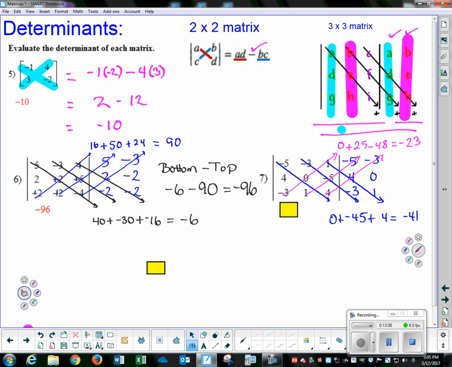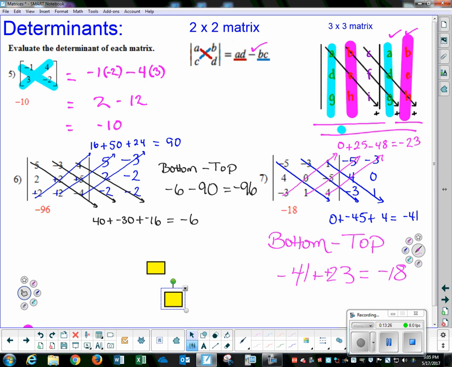Now it's just remembering, is it top minus bottom or bottom minus top? It is the bottom number minus the top number. So -41 minus -23 gives us -18. Yes. So that's a determinant of a 2x2 and a 3x3. I have another method to show you on a 3x3, but we'll save that probably for Monday.